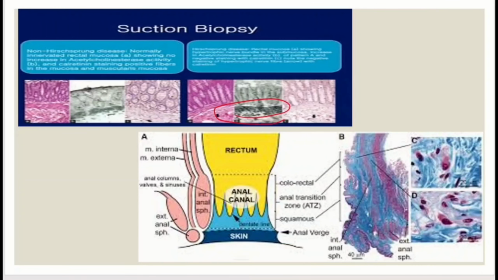This is the rectum, anal canal, and there is one transitional zone, showing absence of ganglionic cells and acetylcholinesterase staining.